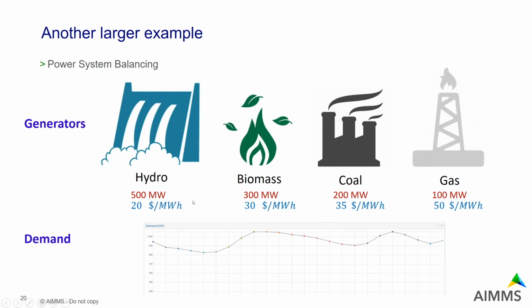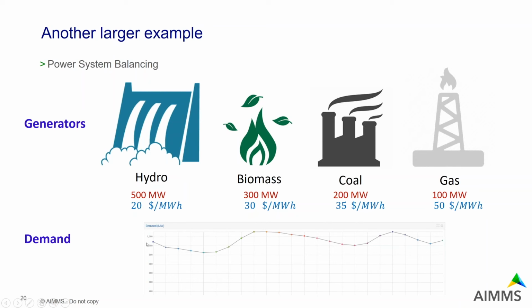And those generators are subject to maximum power and availability. So here the hydro power plant could go up to 500 megawatts, but not more than that, and a certain price per megawatt hour that it could deliver. So hydro is a bit cheap and gas is a bit expensive, but because gas is available every time, we can use that in peak hours.